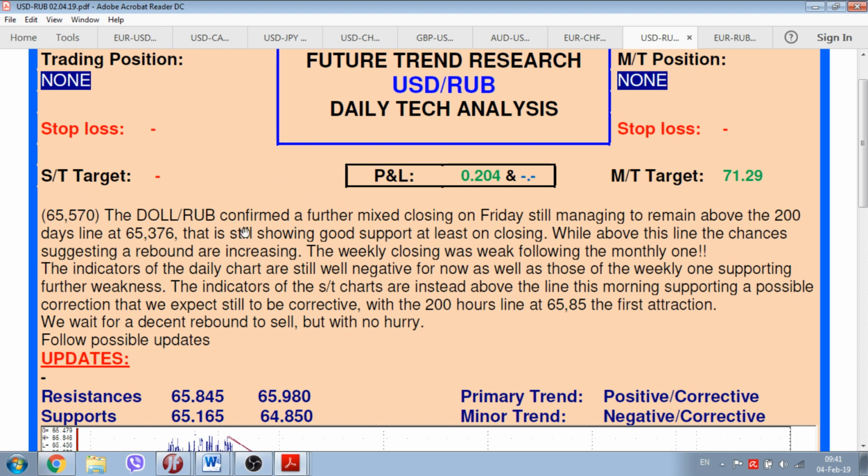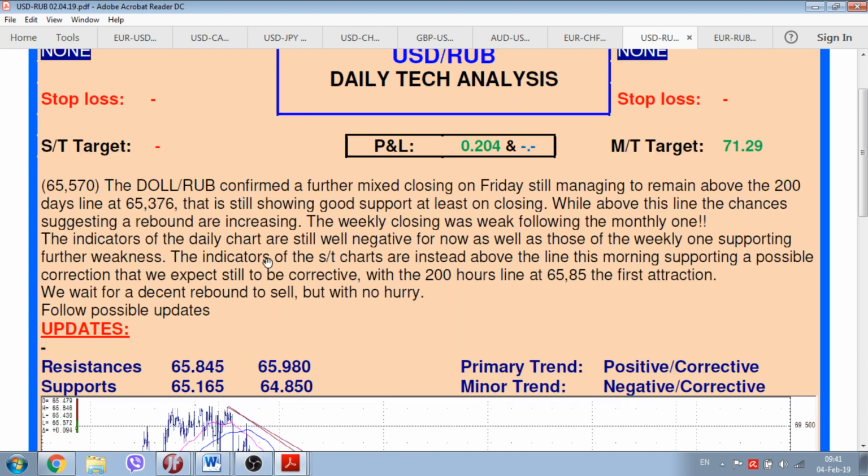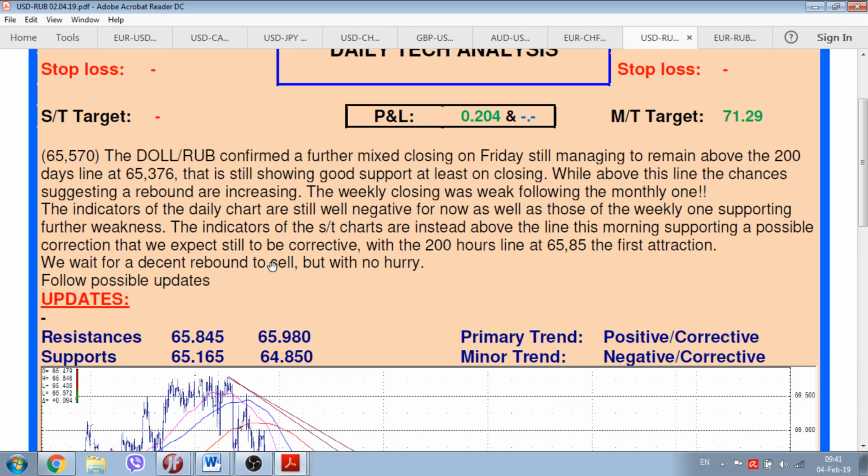Dollar ruble, for example, confirmed the further mixed closing on Friday, still managing to remain above the 200 days line located at 65.376, and that's still showing good support, at least on closing, and while above this line the chances suggesting a rebound are increasing. The weekly closing was weak, following the monthly one.